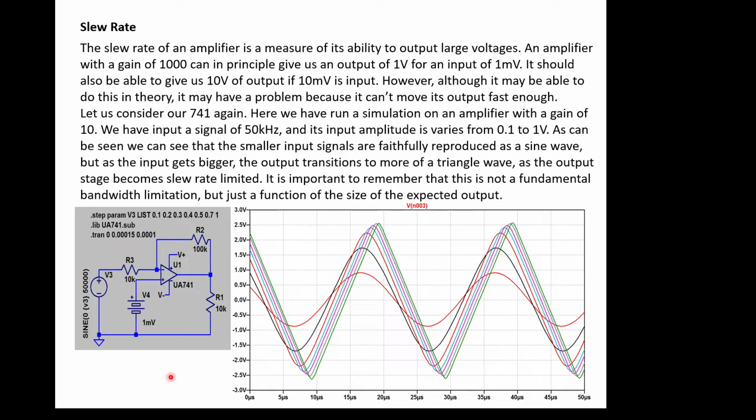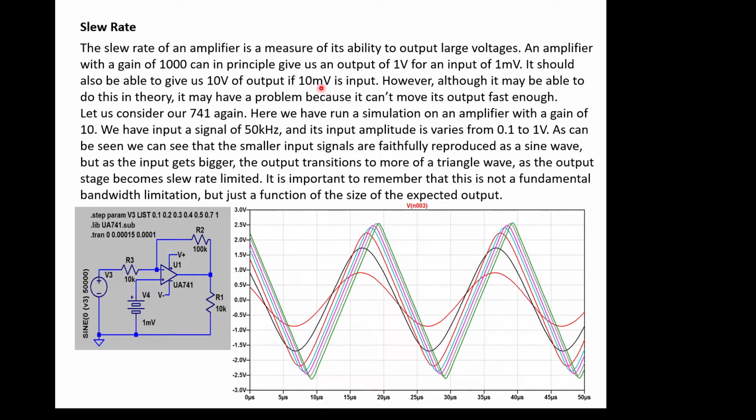And the other problem that you can run into is something called slew rate. So the slew rate of an amplifier is a measure of its ability to output large voltages. It's a large voltage problem when the output is trying to swing between significant values. So in principle, an amplifier with a gain of 1000 can give us an output of 1 volt for a 1 millivolt input, so there's just a factor of 1000 between those two. It should also be able to give us 10 volts if we input 10 millivolts, because that's still just a gain of 1000.